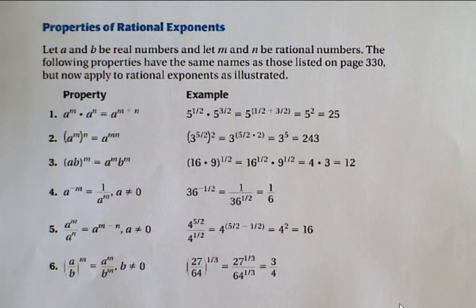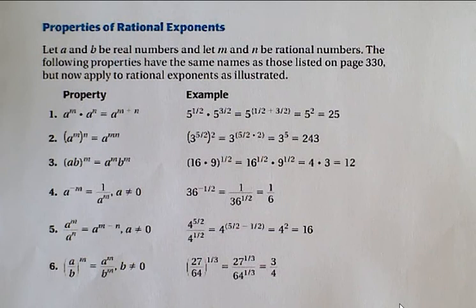The power rule says if you have a base that's raised to a power and that is also raised to a power, then you can combine the two powers by multiplying them to simplify the expression. So 3 to the 5/2 quantity squared, when you multiply the exponents there, the 2's cancel out. So you're left with 3 to the 5th, which is 243.